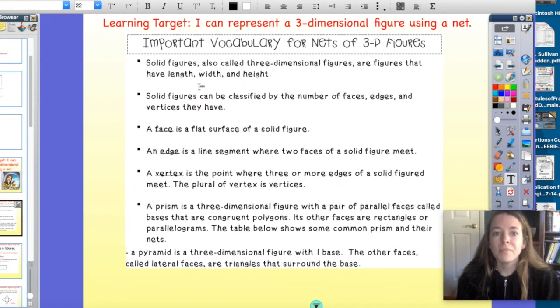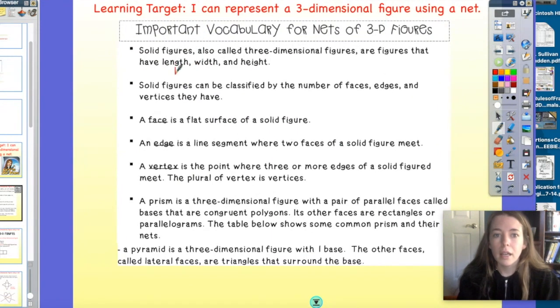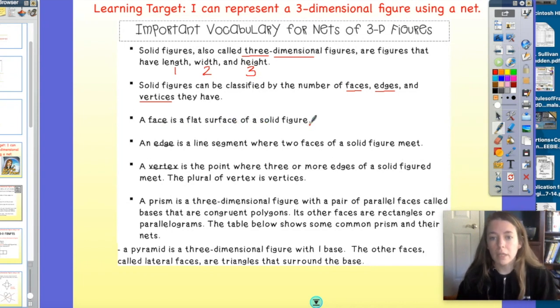So solid figures, also called three-dimensional figures, are figures that have a length, a width, and a height, as in 1, 2, 3 different dimensions, three-dimensional figures. They can be classified by the number of faces, edges, and vertices that they have. A face is a flat surface of a solid figure. So far we've worked with rectangular prisms. It's a 3D figure, but the flat surfaces of the prism were all rectangles.